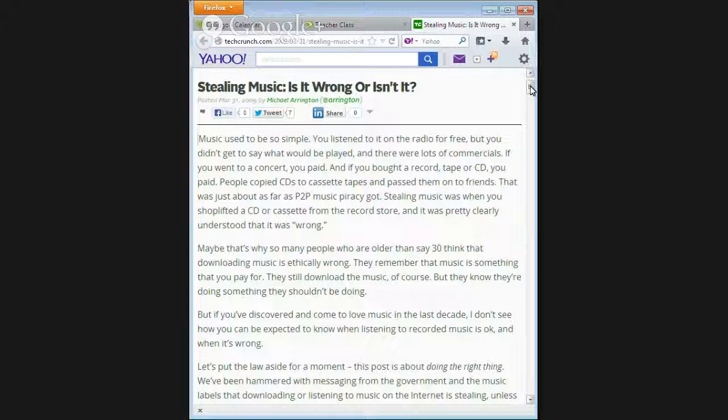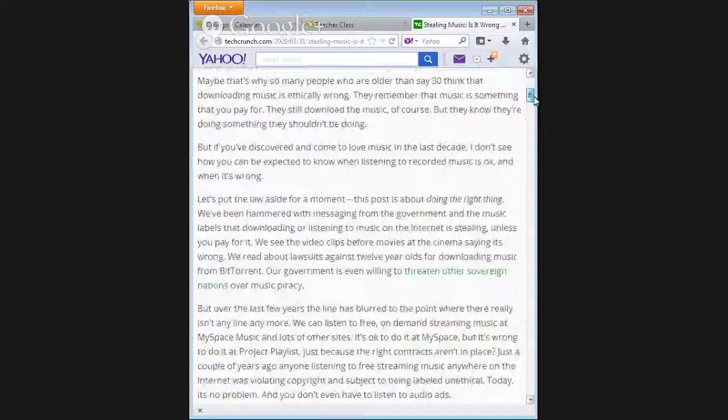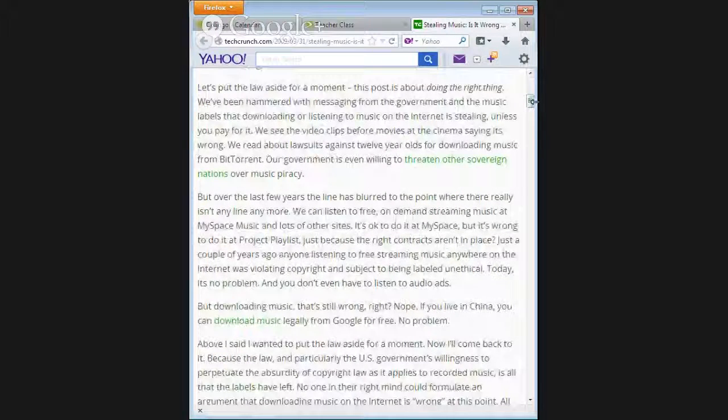But if you discovered and came to love music in the last decade, I don't see how you can be expected to know when listening to recorded music is okay and when it's wrong. Let's put the law aside for a moment. This post is about doing the right thing. We've been hammered with messaging from the government and the music labels that downloading or listening to music on the internet is stealing, unless you pay for it. We see the video clips before movies at the cinema saying it's wrong.